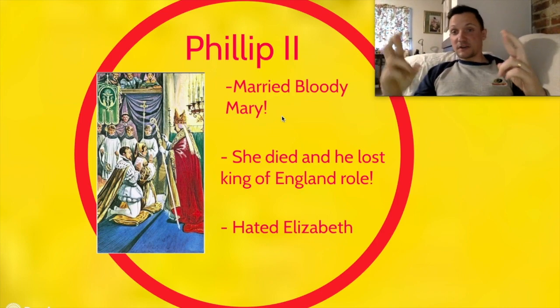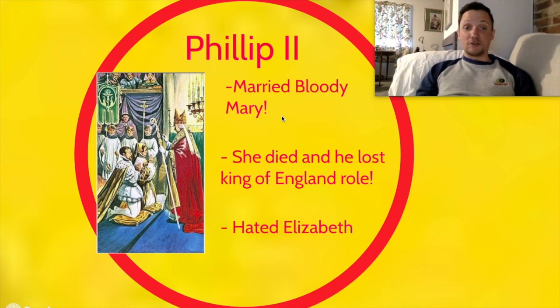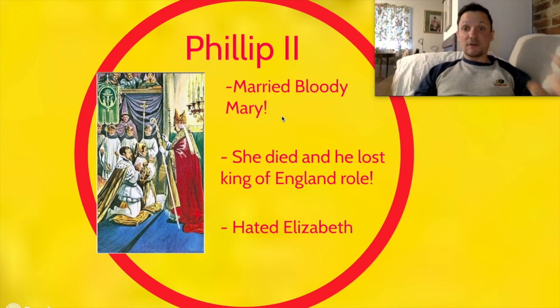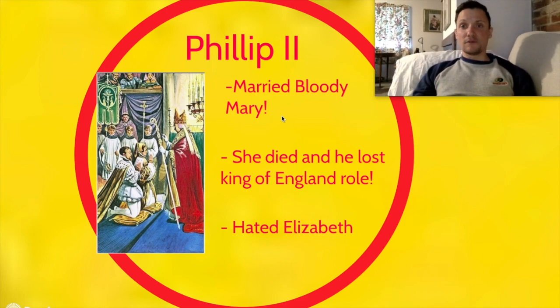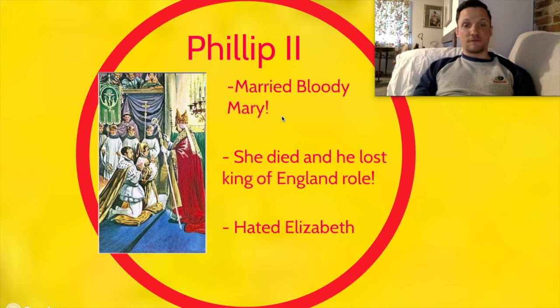Everybody was crossing their fingers: oh, wait, maybe Mary's going to have a kid, and then that way England will go back to being Catholic again. But they never actually had kids. And apparently he cheated on her all the time and did whatever he wanted to do. He was actually the king of England, though, during this marriage. But unfortunately, she's going to die. And when she dies childless, which means he loses control of England due to the fact that he wasn't staying there. And he also hates Elizabeth I with a fiery passion.